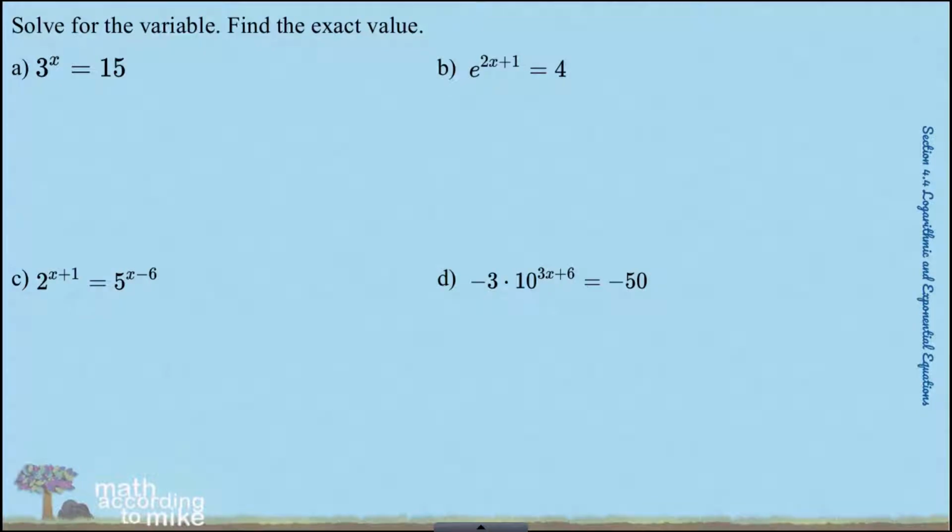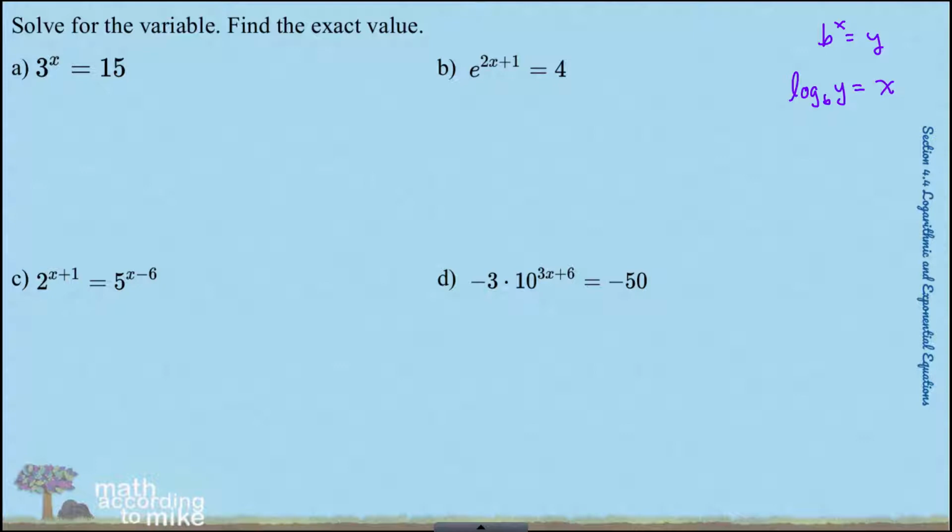Now this set is all done the same. If we don't have a common base on both sides, then we have to write it as a logarithm. So 15 is a multiple of 3, but that doesn't help us. It's not a pretty power of 3. So we have to turn this into a logarithm.